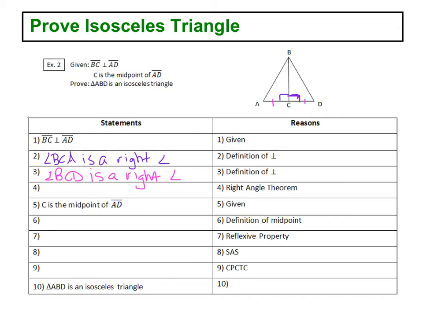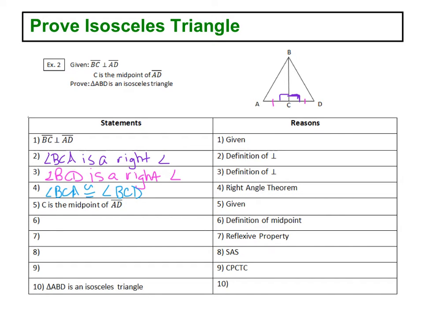Just to say that they're both right angles doesn't mean that they are congruent. It seems kind of like, well, obviously they're congruent, but we still have to write it down and state it in our proof. So now, because we've classified them both as right angles, we can say that angle BCA is congruent to angle BCD. And that's our right angle theorem.